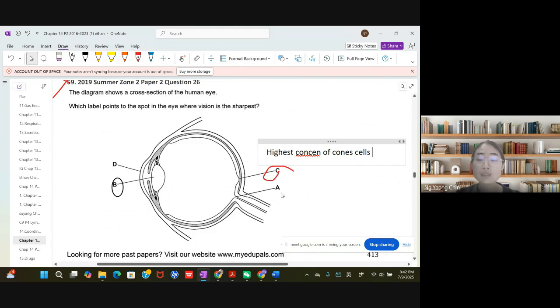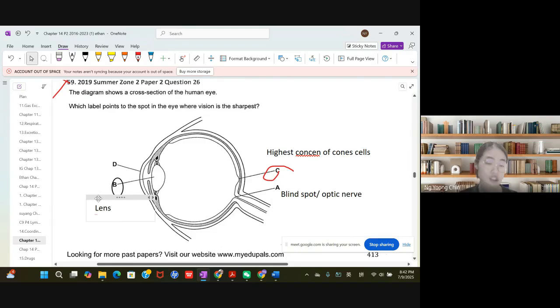Then how about A? A is the blind spot, which is also the location of the optic nerve, located in this place. So it's not B. B is a lens. Lens will not cause your vision to become sharper.